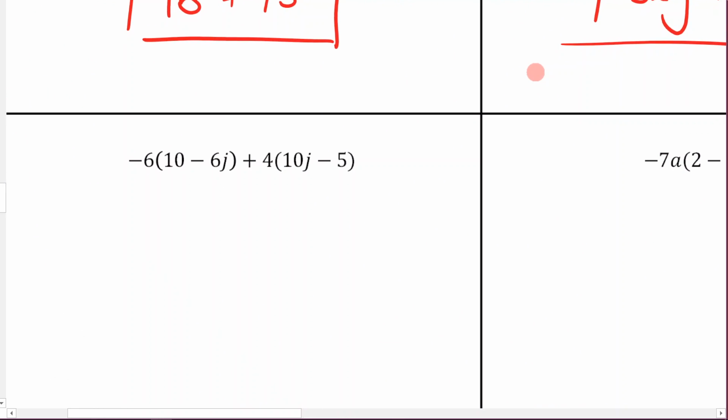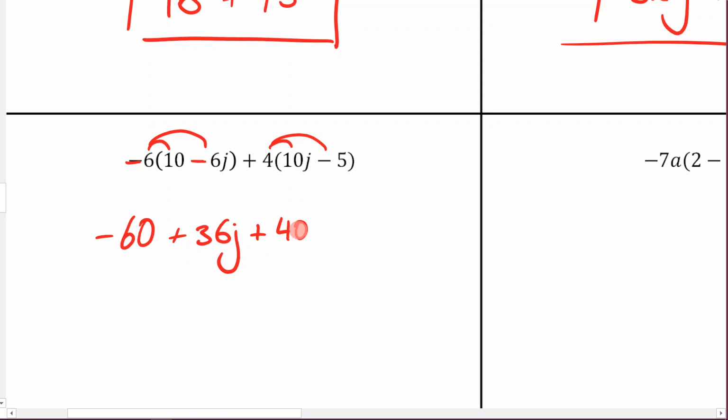All right, let's keep on going. Now we come down to here. And again, we're going to do some expanding. So we're going to expand this out, then we're going to expand this one out. Negative 6 times 10 is negative 60. Negative 6 times negative 6j is going to be plus 36j. So remember, because you've got a negative here and a negative here, it becomes a positive. Then I'm going to plus onto this. 4 times 10j is going to be 40j. Then 4 times negative 5 is going to be negative 20.